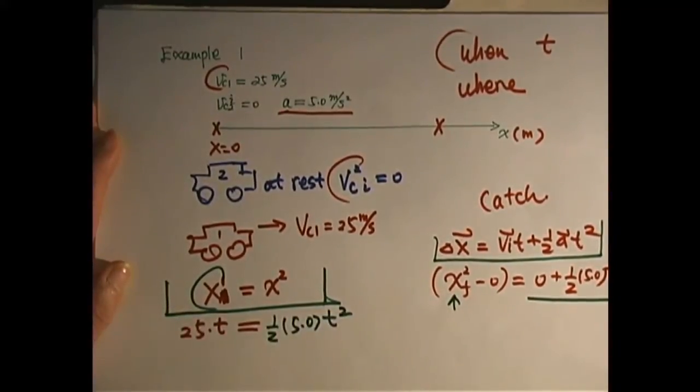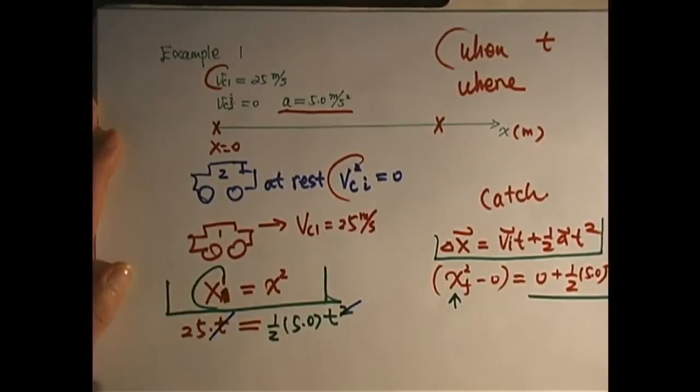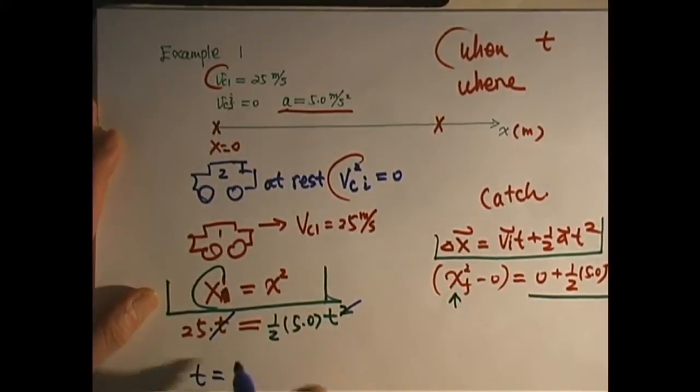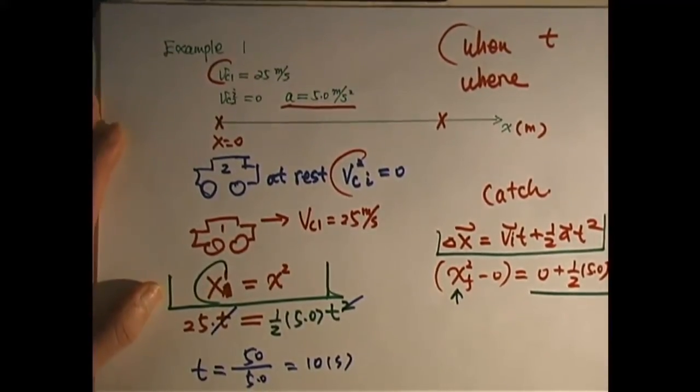Now take a look. Both sides of the equation have t. So this t and one of these t cancel. And then it looks like time t equals 2 times 25. It will be 50 divided by 5.0. So it looks like 10 of what? Time is in seconds because of SI units. So it takes 10 seconds for car 2 to catch car 1, because they are at the same location.